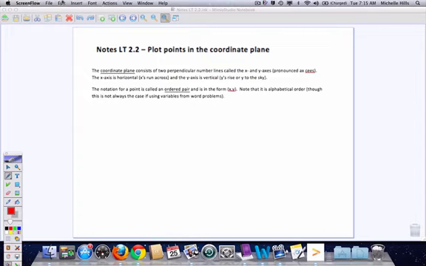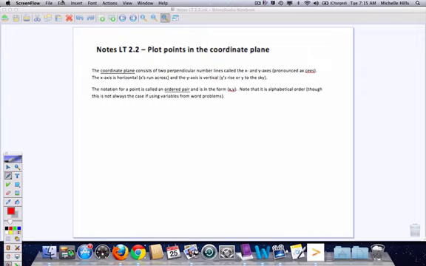So today we're just taking a quick look at how to plot points in the coordinate plane, because you'll need to be able to do this for the next learning target. So I want to take a little bit of time to not only review plotting points, but to help you with how to set up graphs for this class.